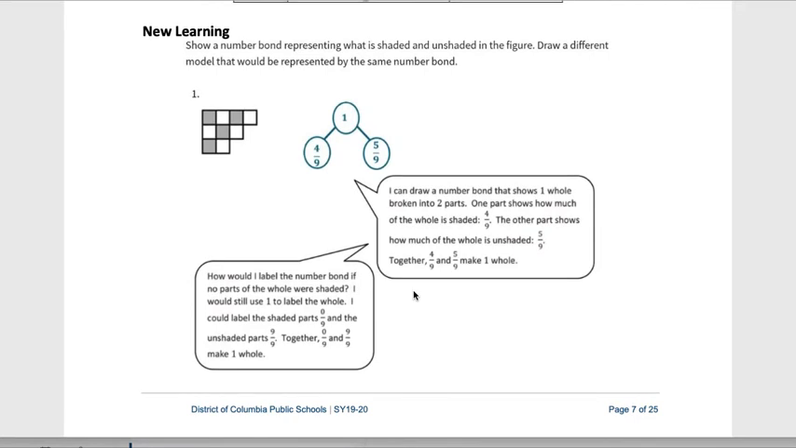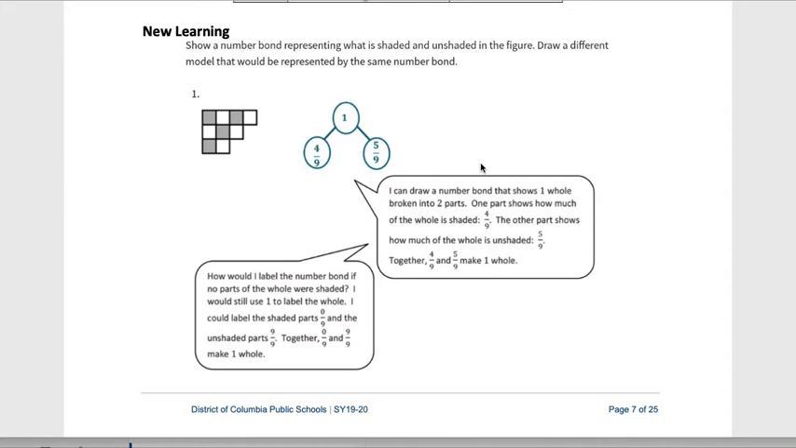Our new learning is to be able to show a number bond representing what is shaded and unshaded in the figure. Draw a different model that would be represented by the same number bond. So you can see that they took this figure, they counted how many pieces they have total. Then they figured out how many pieces they have shaded and how many pieces they have not shaded. Our whole is going to be represented as one whole.